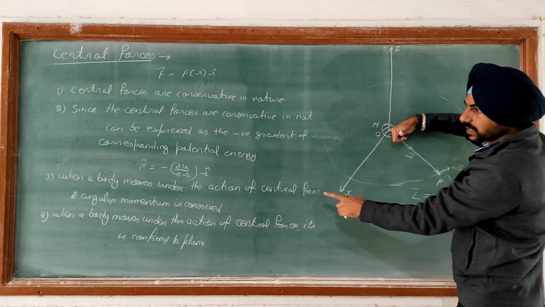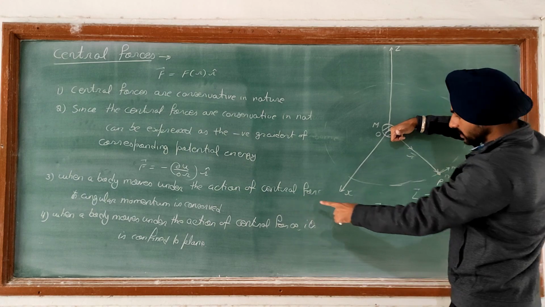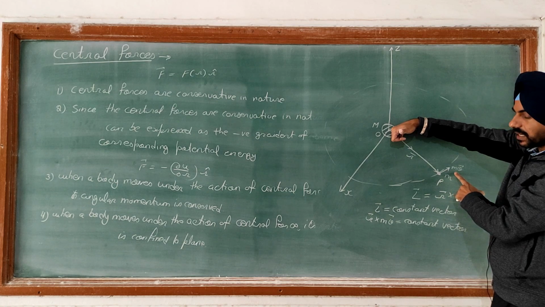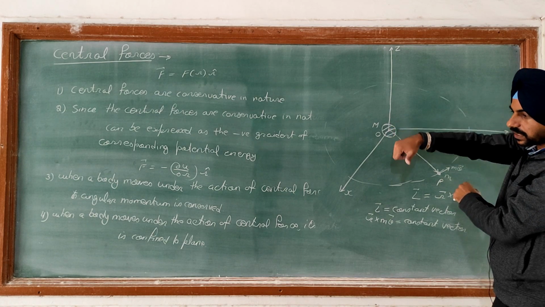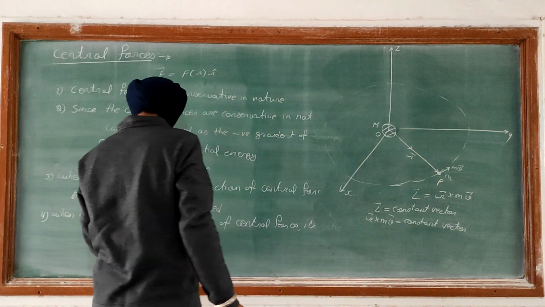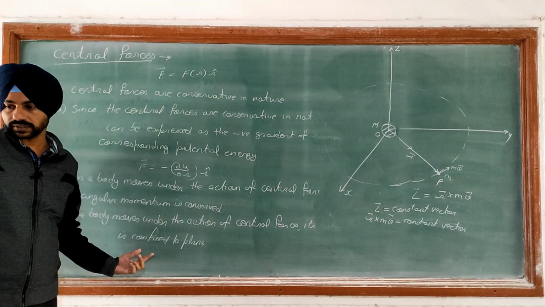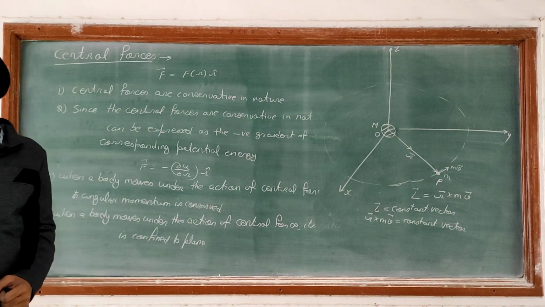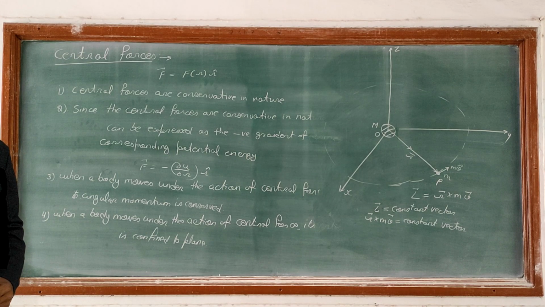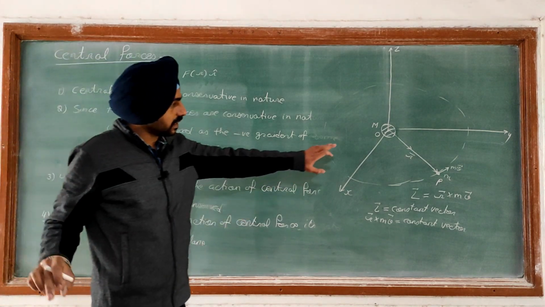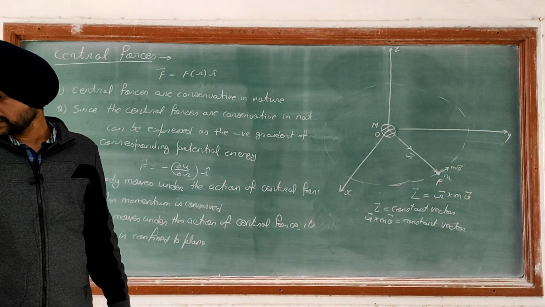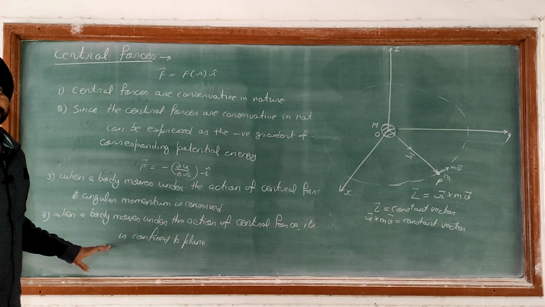As we discussed in the third point, angular momentum is a constant vector. So this is a constant vector only if R and mv lie in the xy plane. That means the motion is confined to a plane. This is all about the fourth point. When a body moves under the action of central force, its motion is confined to a plane. So vector L is perpendicular to both the position vector R and the linear momentum vector mv, or you can say vector P. This is all about the central forces.